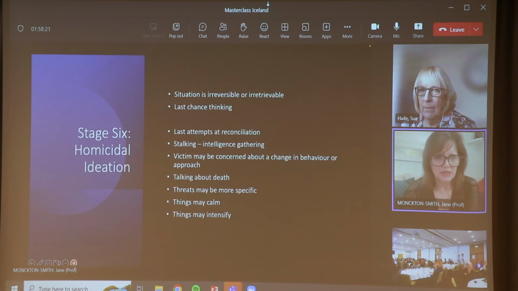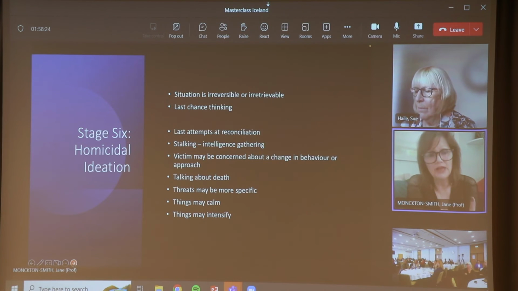Right. So we move on then. Now we're getting into the stages that are actually really very dangerous. They haven't circled back in stage 5. They've done the most dangerous thing, which is to progress along this timeline. And we move into stage 6, which we call homicidal ideation.